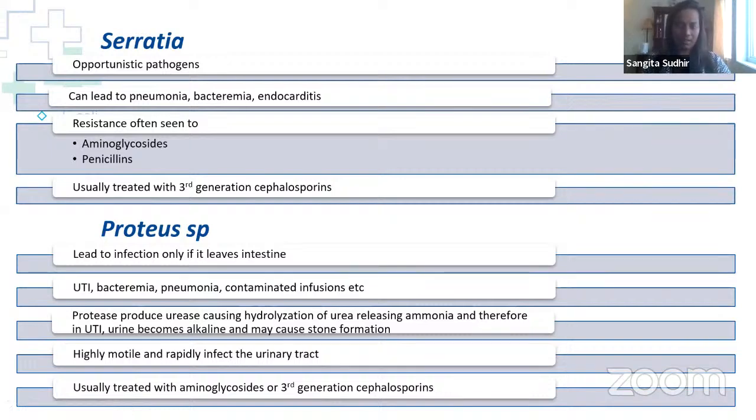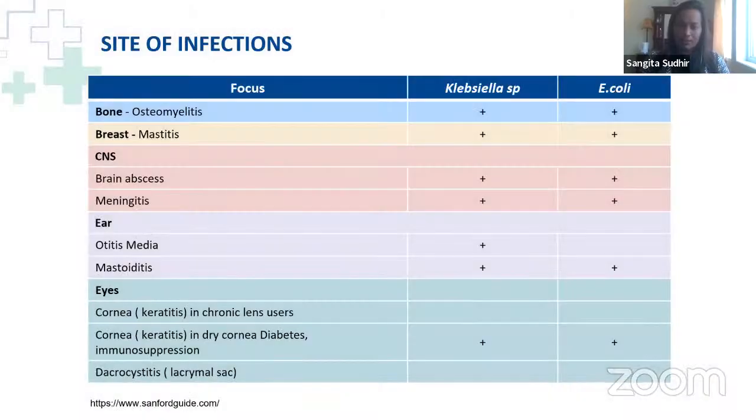So you can read a lot about this after the session, so you will get to know things in detail. Apart from that, I would also like to give you some insight into the common sites of infection. So Klebsiella and E. coli are some common etiologic pathogens causing infection in these sites.